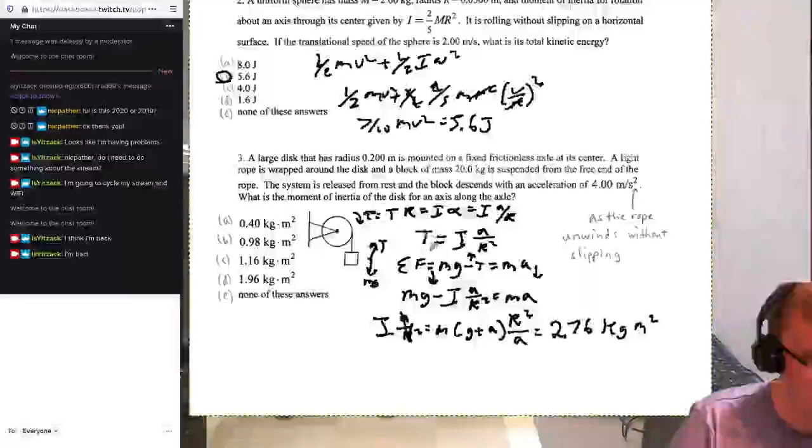Tension here is just the torque. These are all correct. These all must be pointing in the same direction. The torque is the force times the radius. Those are in that direction, times I alpha. Those are in the same direction. I on A over R. Well, that's weird.